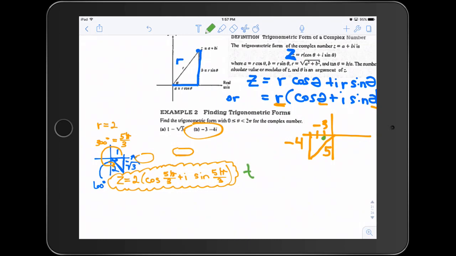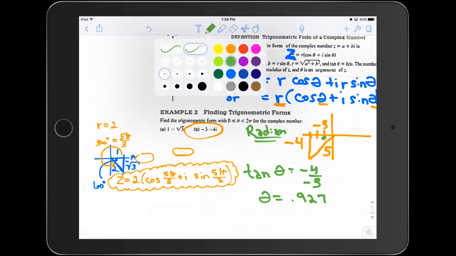So I'm going to go tan of that angle, we'll call theta, equals the opposite side over the adjacent side. And when we do inverse tan on this, this is not a nice angle by any means. And because we're doing radians, make sure you're in radian measure here. So switch your mode in your calculator to radians. When you do the inverse tan, you end up with 0.927 radians.